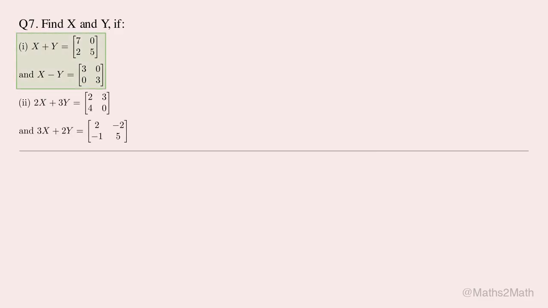Question 7. Simultaneous equations, but the unknowns are whole matrices. The algebra works exactly like ordinary elimination. Part 2 needs a genuine elimination step. Part 1, adding the equations gives 2X, subtracting gives 2Y.